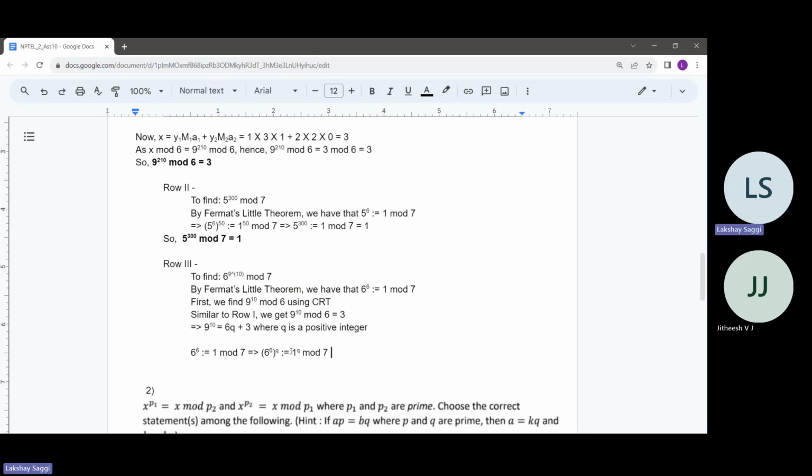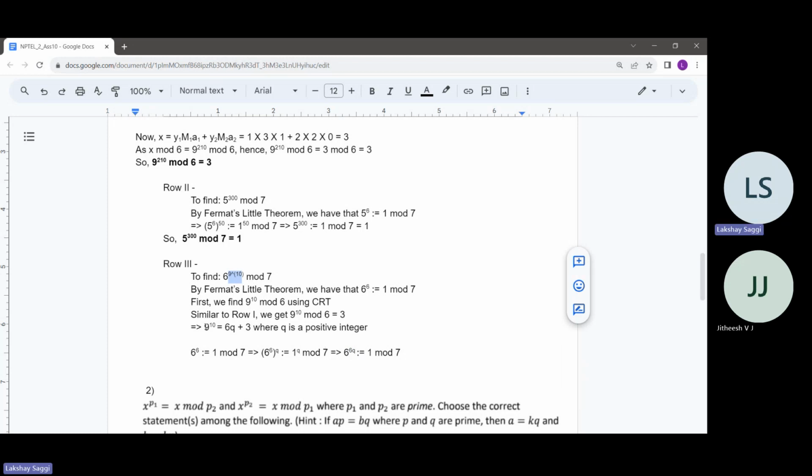And what this will give us is 6 raised to the power 6q is congruent to 1 mod 7, because 1 raised to any power is 1 itself. Still, since we did not know q, we are still not relieved, because we need to find this quantity 9 raised to power 10 and not actually 6 raised to power 6. We need to find something like 6 raised to the power 9 raised to the power 10.